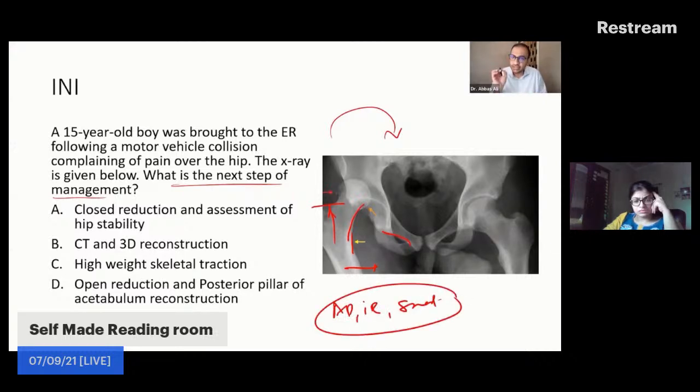And any dislocation, as I told you in my class, is an emergency. You have to reduce it as soon as possible. First, attempt closed reduction under anesthesia. If it doesn't work, then go for open reduction. So attempt closed reduction and assess the hip stability.